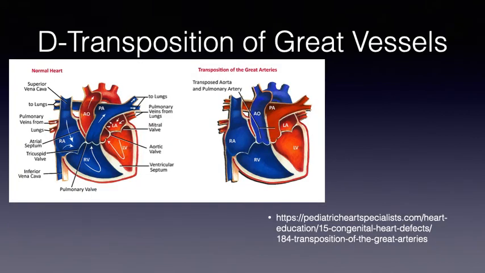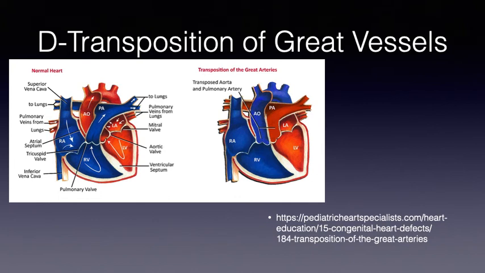If one, the right ventricle, feeds instead to the aorta, and two, the left ventricle feeds instead to the pulmonary trunk, and pulmonary trunk is just another way of saying the main pulmonary artery, if these things happened, you'd have a major problem.